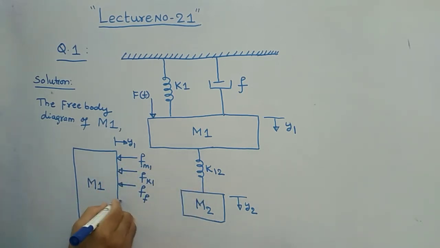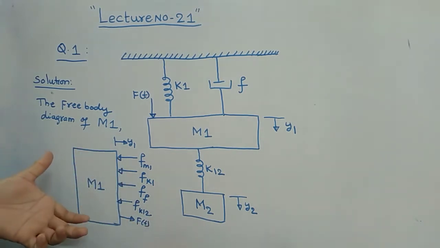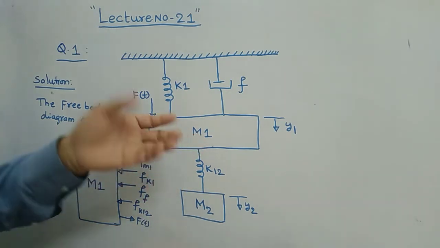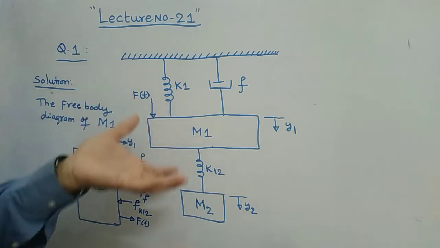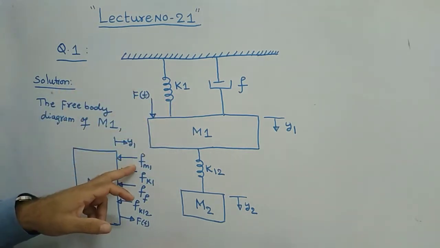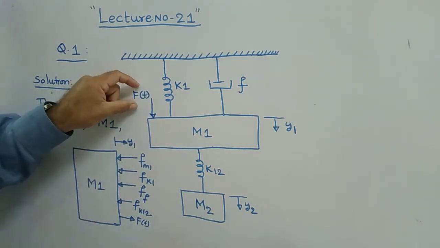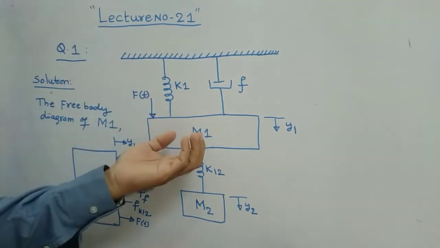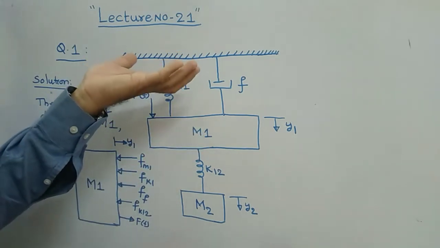Then the common element is also there, that is nothing but your F of k12, meaning the force with respect to k12, and finally F of t is there. This F of t you represent in the forward direction. So this is your free body diagram of mass element M1. What are the forces acting upon this mass? First of all, the mass itself opposes with some force, because F of t is applying on this mass element. Therefore the mass element itself opposes with some opposing force.